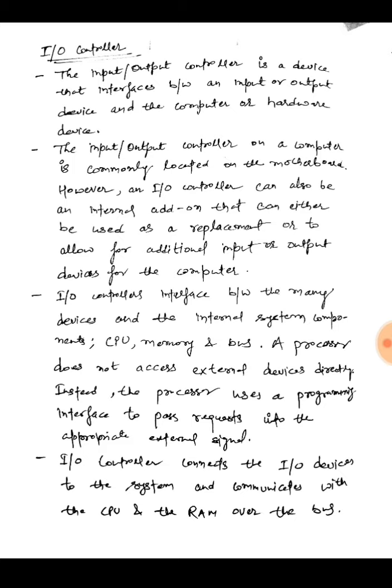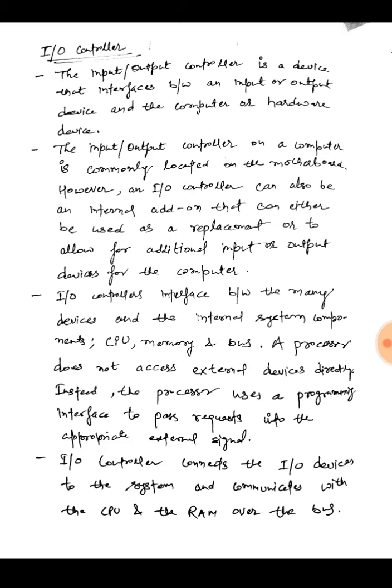Okay, so the input output controller is a device that interfaces between an input or output device and the computer or hardware device. So it is basically an interface between the input output device and the CPU, that is the central processing unit. The input output controller on a computer is commonly located on the motherboard.